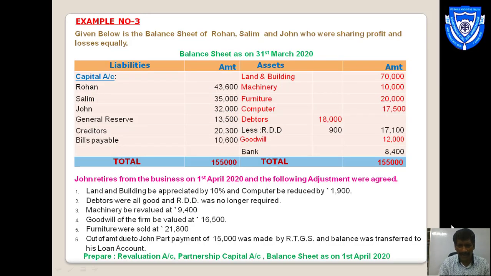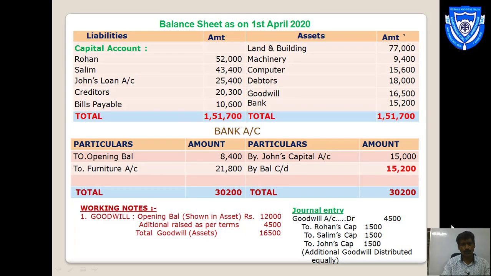After that, bank balance rupees 8,400. You can transfer it to the bank account debit side. I have also prepared the bank account here. You can see the debit side of balance to opening balance rupees 8,400.